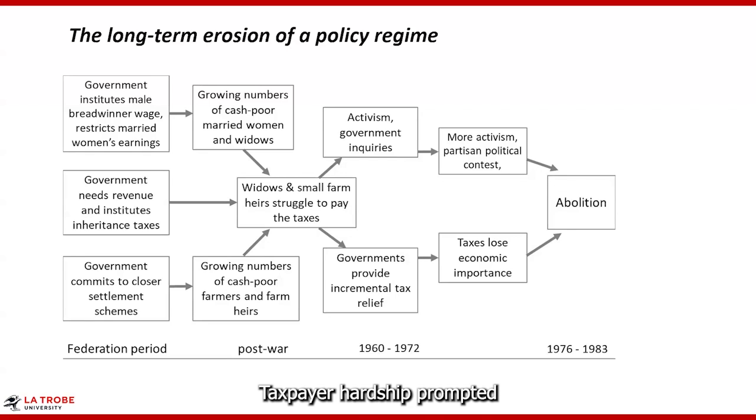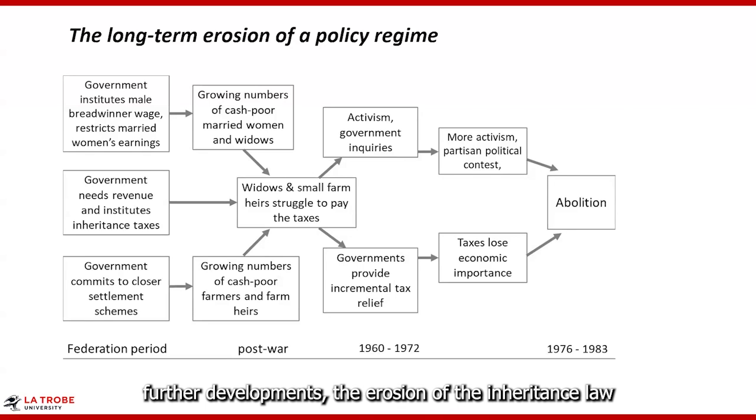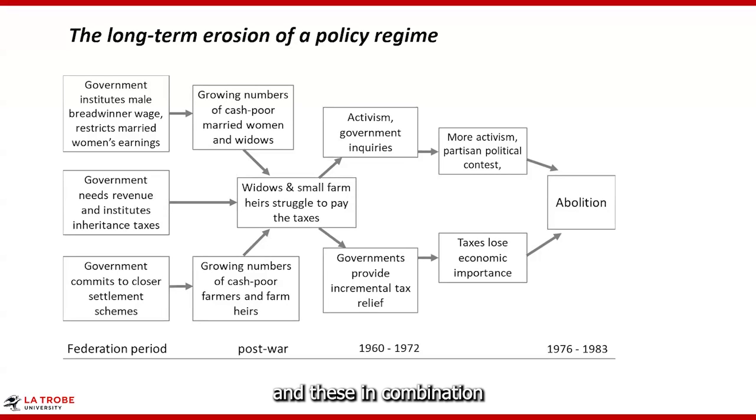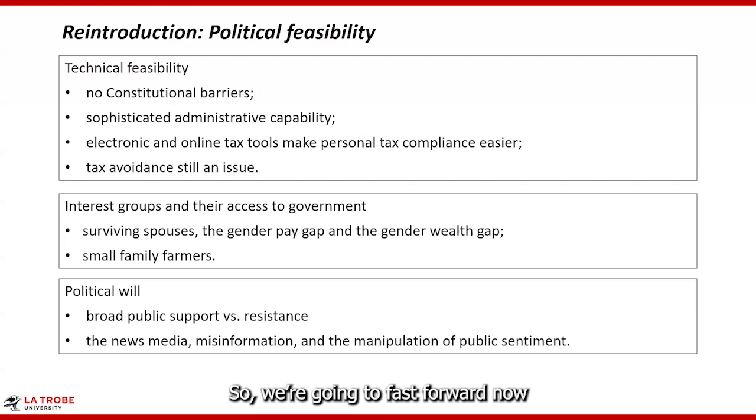Taxpayer hardship prompted further developments. The erosion of the economic importance of taxes through increased concessions and rebates and an escalation in tax reform activism. And these, in combination with specifically partisan choices, finally led to abolition. So we're going to fast forward now through about 4 decades since the abolition of the taxes.